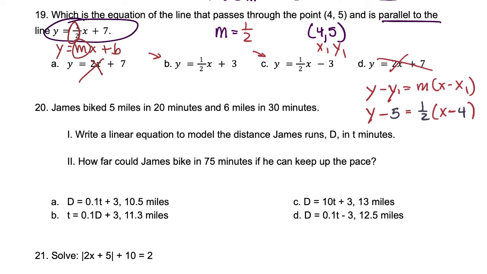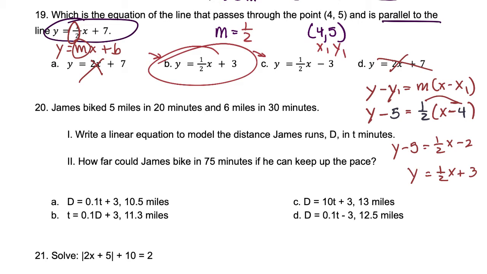So we distribute the half. y minus 5 equals half x, and half times 4, half of 4 is 2. So we just finish here. I'll add 5, and I get 3. So a half x plus 3 must be that one right there.